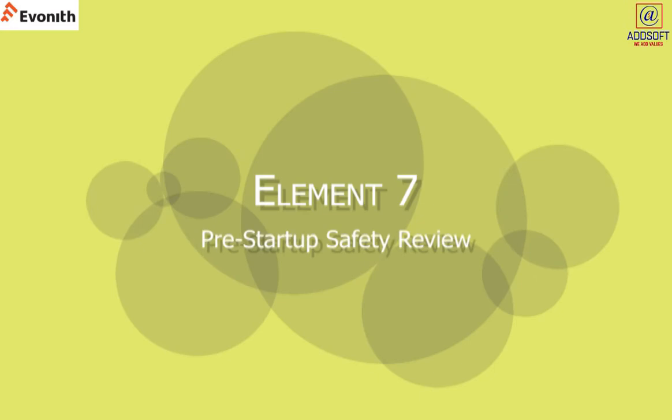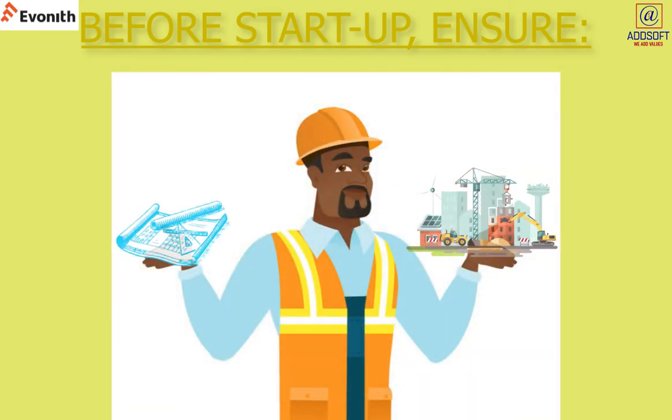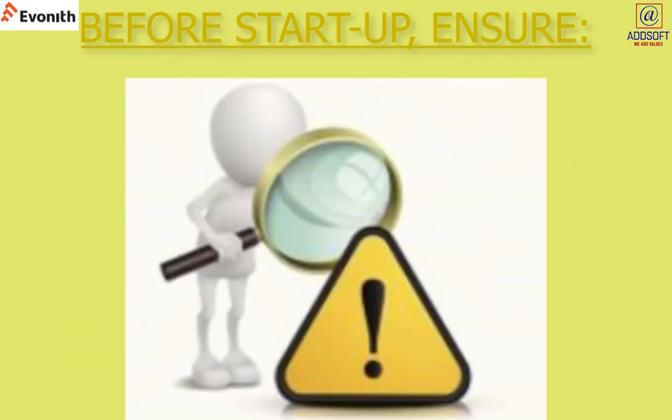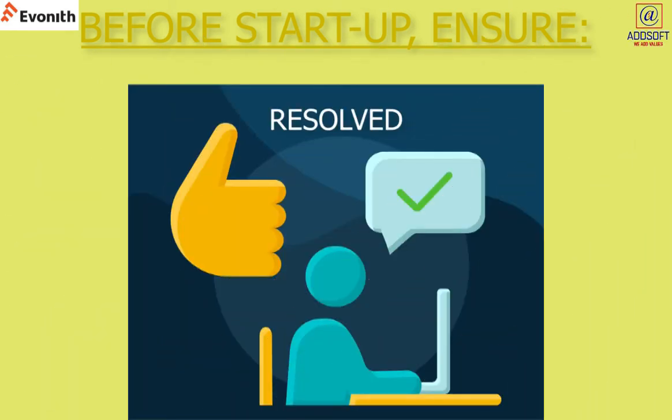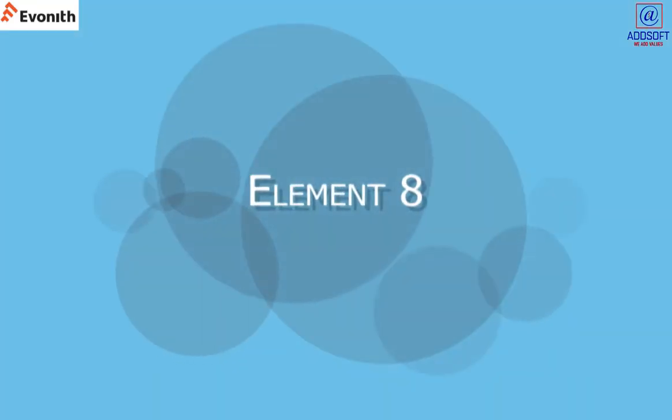Element 7. Pre-startup safety review. Ensures the following prior to startup: construction is in accordance with design specs. Procedures are in place. Changes have been reviewed for hazard, PHA. Actions from hazard review have been resolved. Employee training is complete.